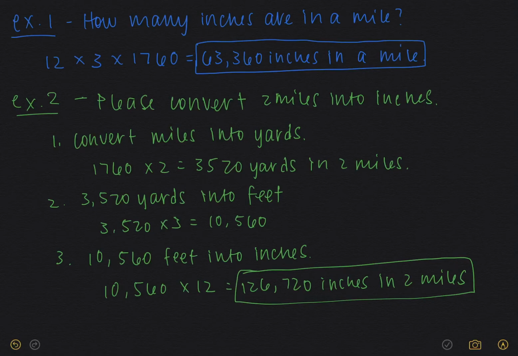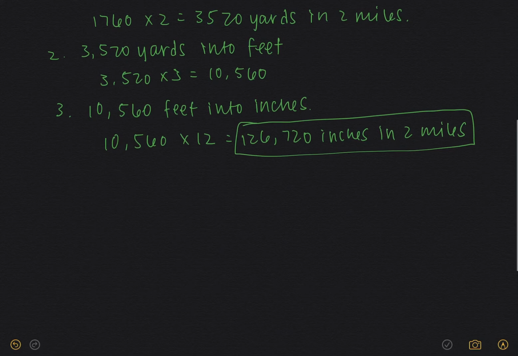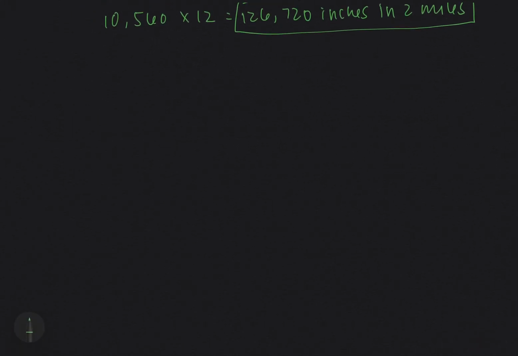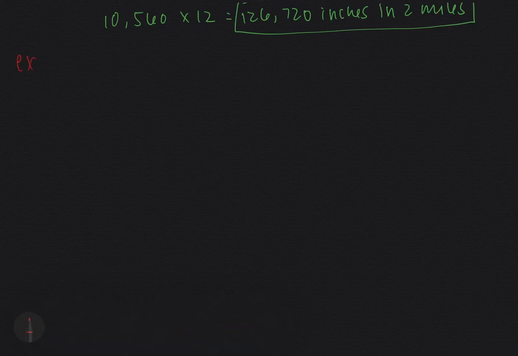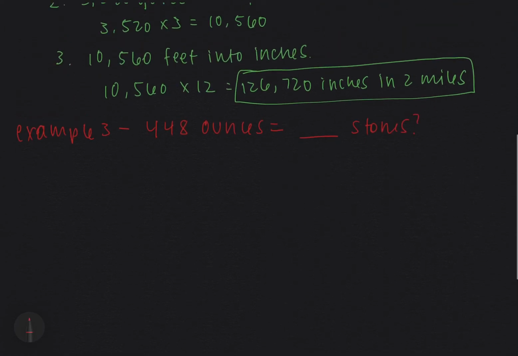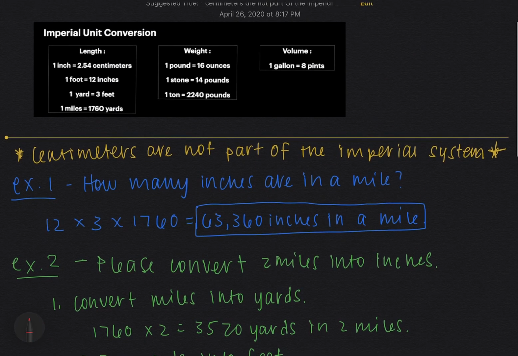Now, we have 2 more examples coming up, and I promise they're definitely going to be a lot less time consuming. So let's change our color. Going to go for red. And example number 3, we are going to say 448 ounces equals how many stones? Question mark. So let's go back up to our chart and let's look at our weight.